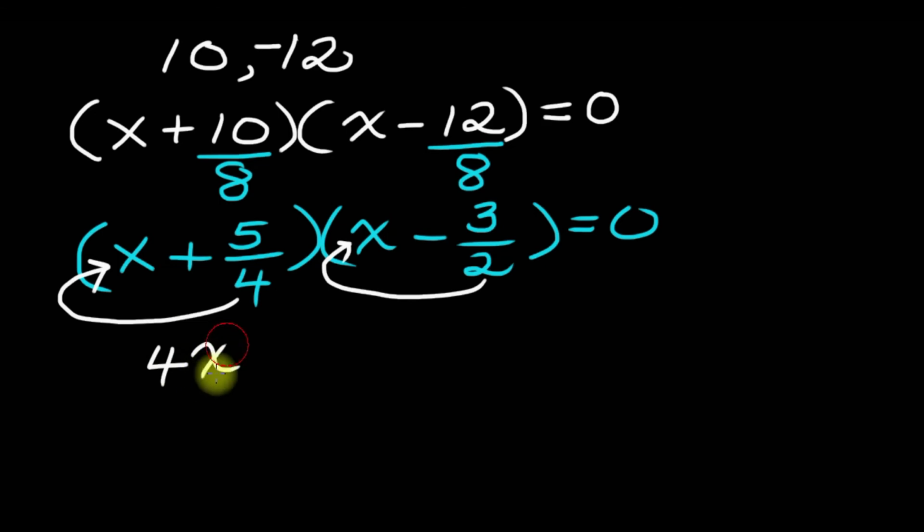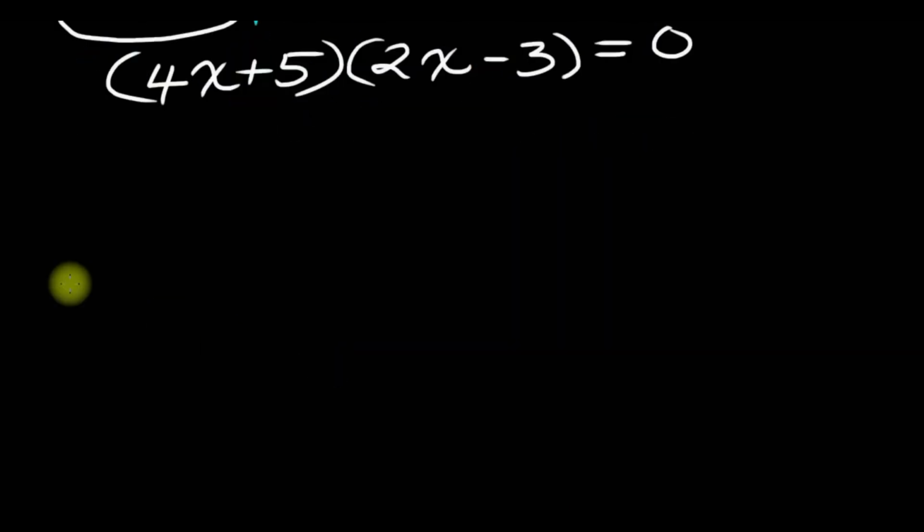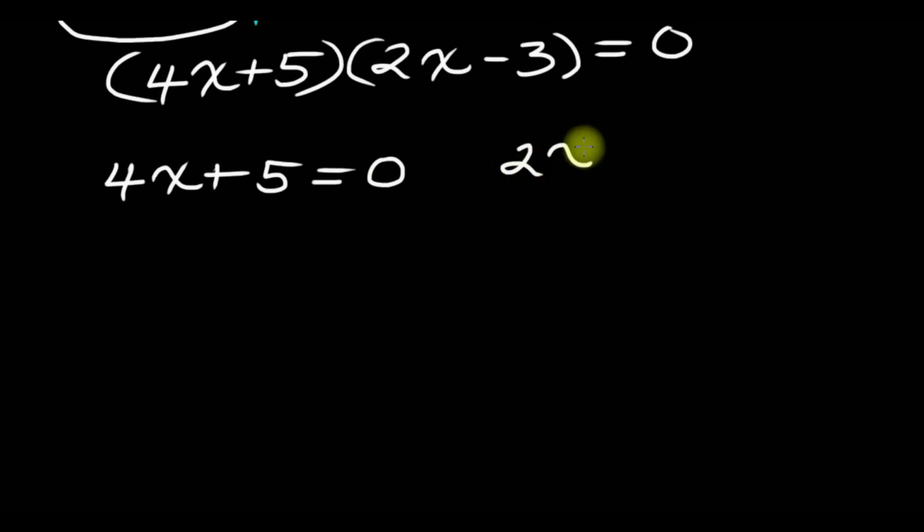4x plus 5 is one of the factors, and then the other one is 2x minus 3, and both of those equal 0. The next thing we have to do is set each factor equal to 0. So we're going to set 4x plus 5 equal to 0, and then we're going to set 2x minus 3 equal to 0. And then we solve each one.